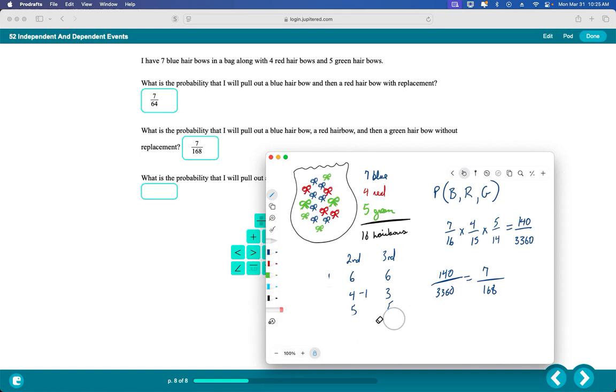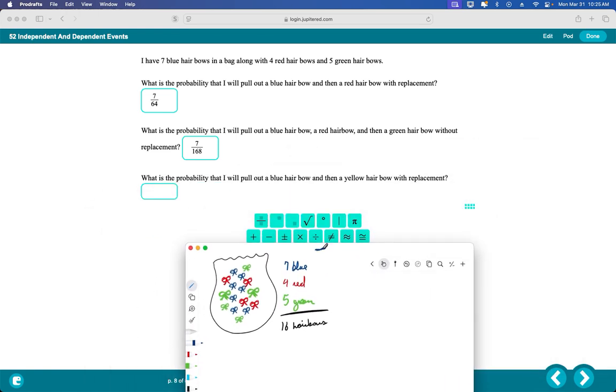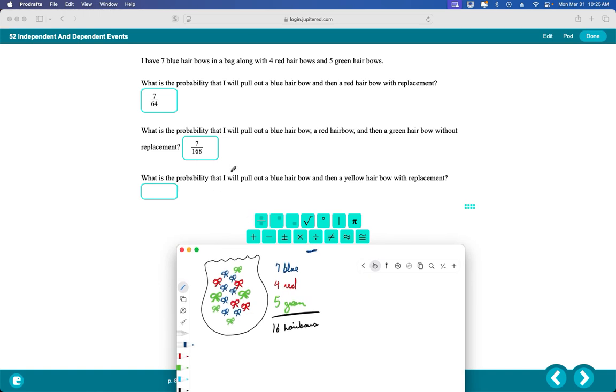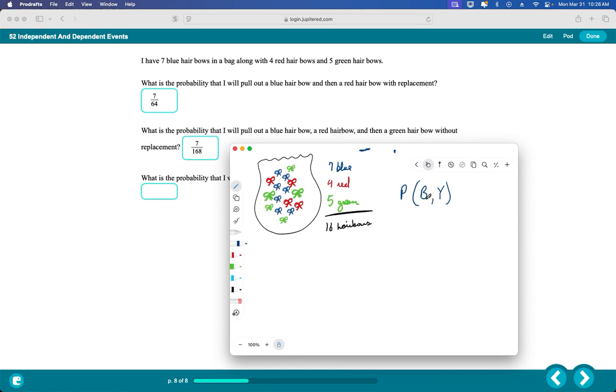Let me erase all of this so that I have room to show you what's going on. Okay. Let me go back over here so we can read the problem. We'll pull it down. What is the probability that I will pull out a blue hair bow and then a yellow hair bow with replacement? That means I'm putting it back in, right? So probability for a blue, there's 7 blue out of 16.